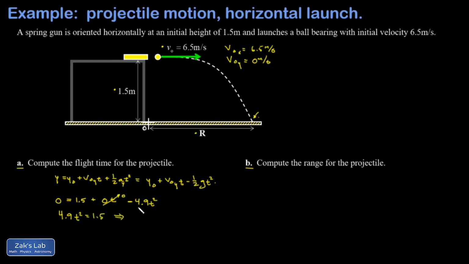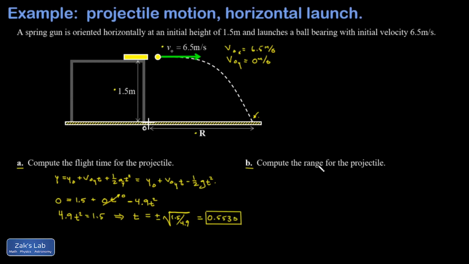I divide by 4.9 and square root this thing. And I'm going to keep the positive value of t. So if I write plus or minus the square root of 1.5 over 4.9, I'm only keeping the plus because our experiment started at t equals 0. Keeping 3 sig figs, I get 0.553 seconds for the flight time.